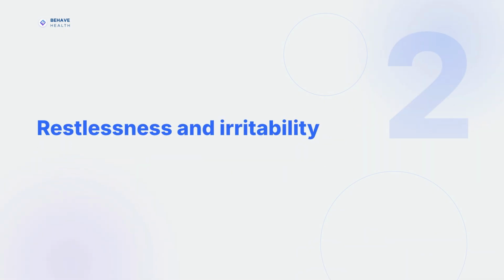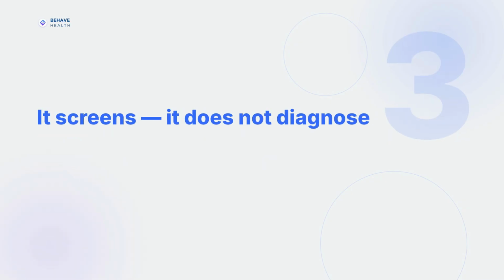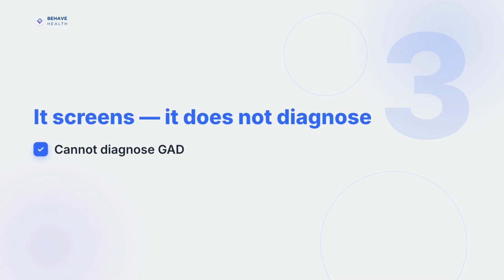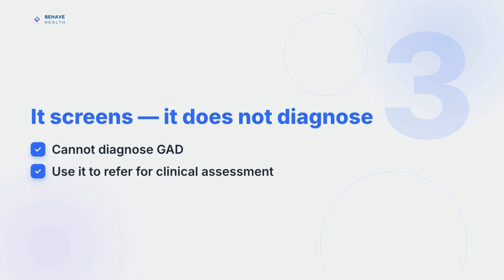It also screens for restlessness, difficulty relaxing, easy irritation, and an overall sense of dread. The remaining items capture restlessness, difficulty relaxing, becoming easily irritated, and an overall sense of dread. Third, know the limit. The GAD-7 cannot diagnose generalized anxiety disorder. Treat the score as a signal, never as the final word. What it can do is help you determine whether to refer a patient for a clinical assessment of anxiety.